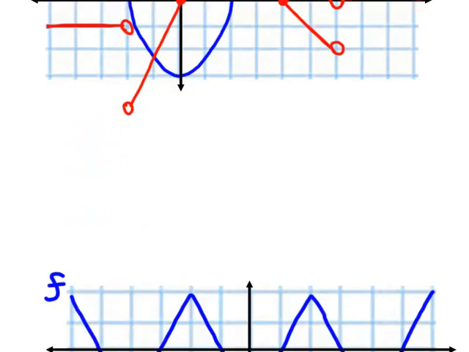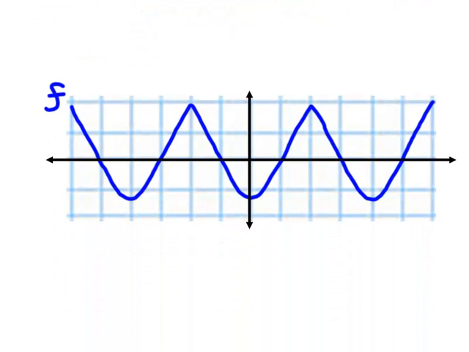Okay, let's go on to the next one here. So this one, notice I intend for these to be sharp points, and down here these are supposed to be smoother transitions.